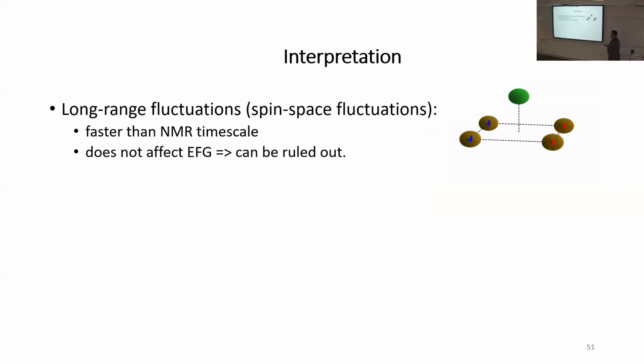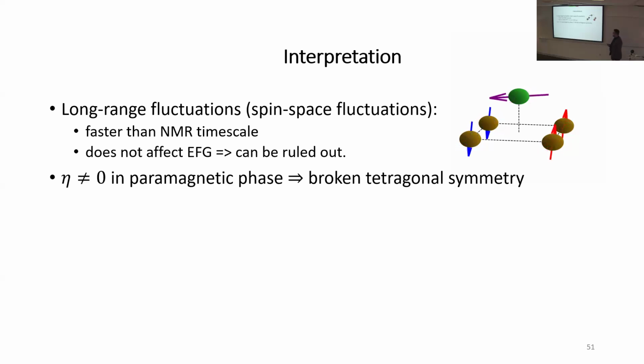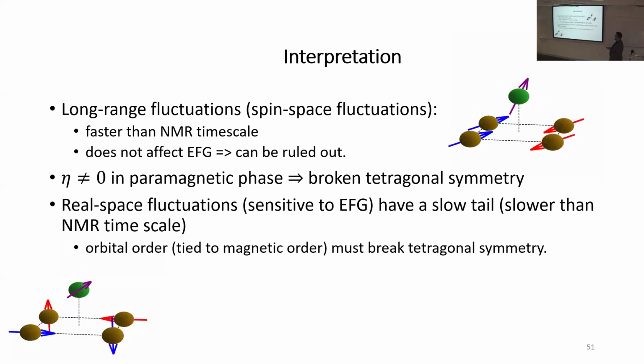Remember that I said that spin space fluctuations, these long range fluctuations, are very fast. In fact, they've been measured to be very fast, and they're much faster than the NMR time scale. But also, remember I said that the magnetic order doesn't change in the system, and therefore the EFG is not affected. So you can immediately rule out these types of fluctuations as the possible culprit of this EFG anisotropy that was measured. But the fact that they measured a non-zero eta in the paramagnetic phase directly implies that there is a broken tetragonal symmetry. And what could be breaking that tetragonal symmetry? Our answer is that these real space fluctuations are breaking the tetragonal symmetry.